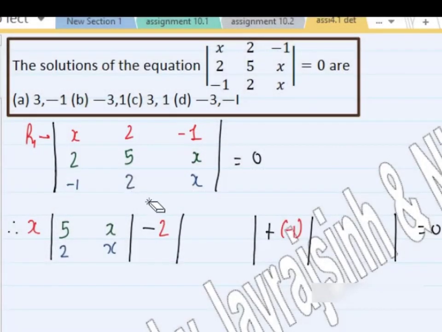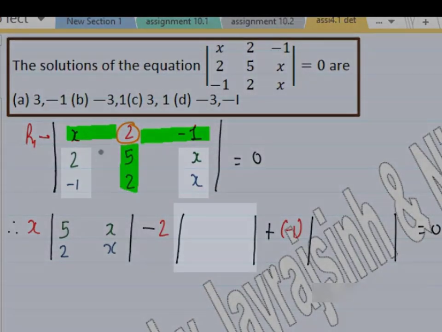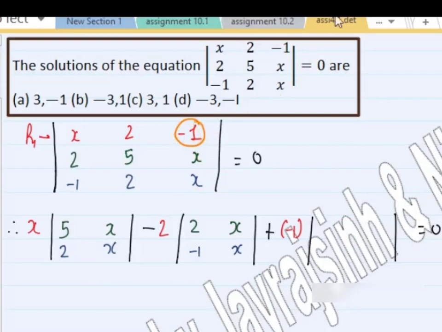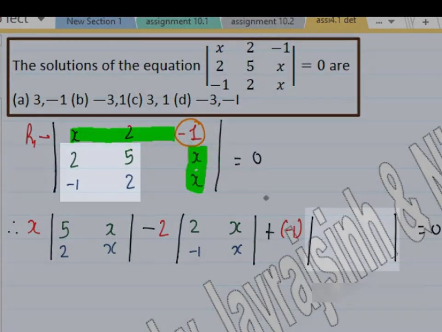Now it's time to get the second determinant, which is in multiplication of 2. 2 is in the first row, second column, so we have to ignore the first row and second column, which will give us 2x and minus 1, x determinant. Similarly, the final determinant, which is in multiplication of minus 1, and minus 1 is in the first row and last column, so ignore the first row and last column, which will show us the 2, 5, minus 1, 2 determinant, right?